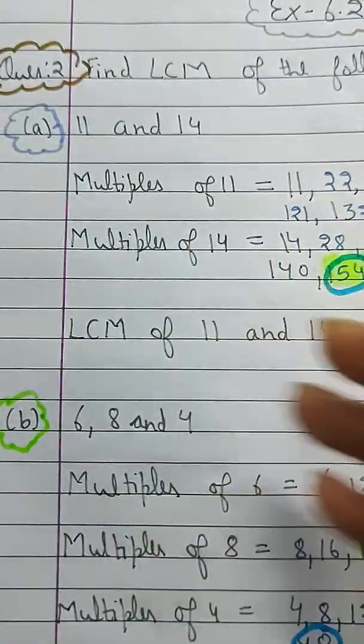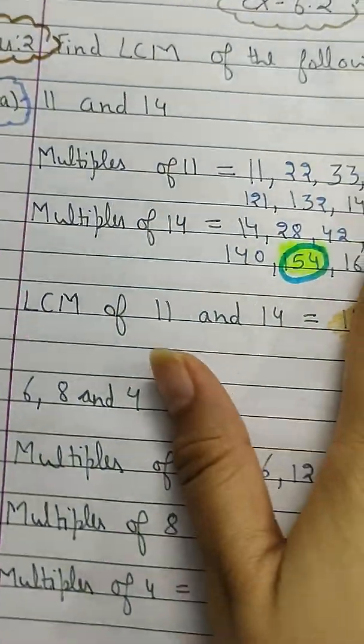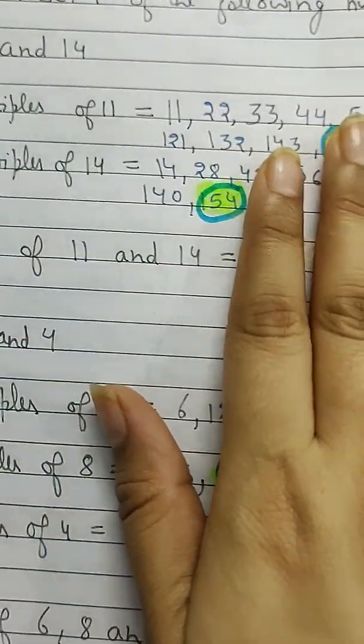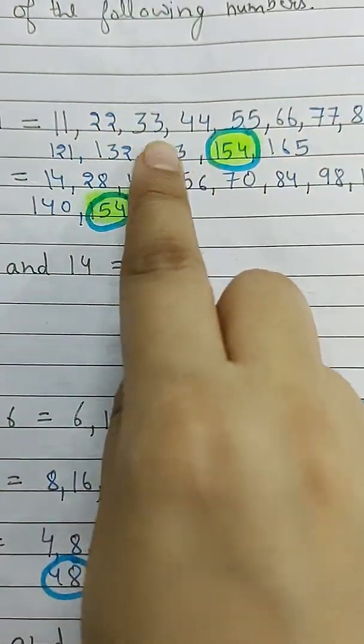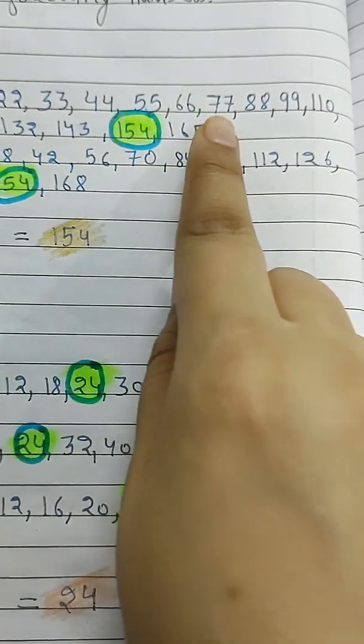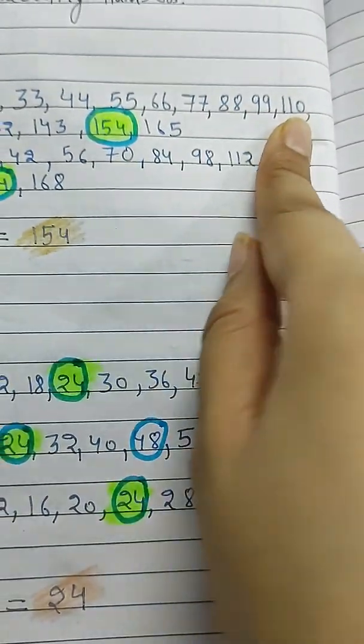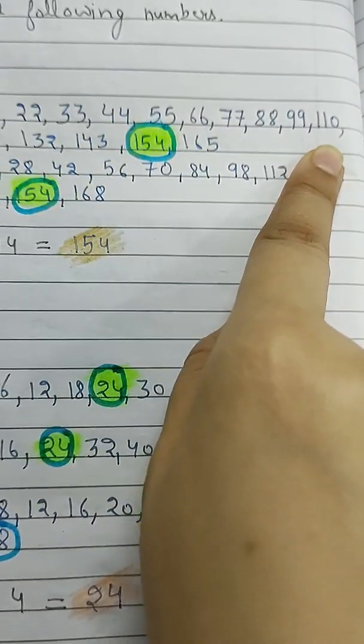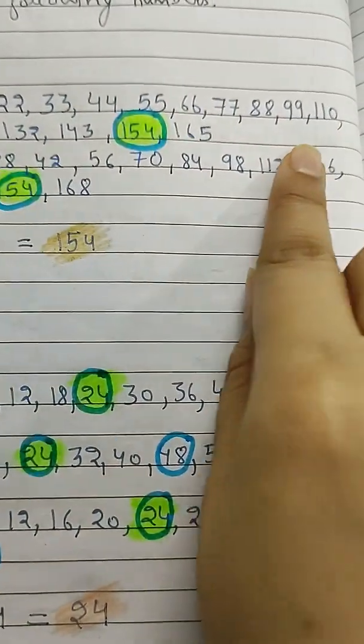Now you have been given the numbers 11 and 14. So 11 and 14 are given. What we are going to do is write the table of 11: 11, 22, 33, 44, 55, 66, 77, 88, 99, 110. 11 tens are 110. But we are not going to keep it there.